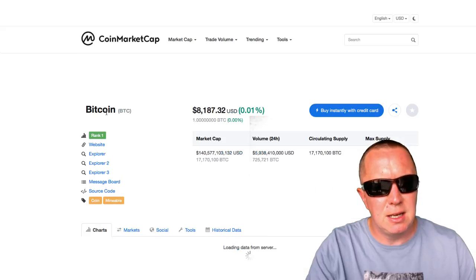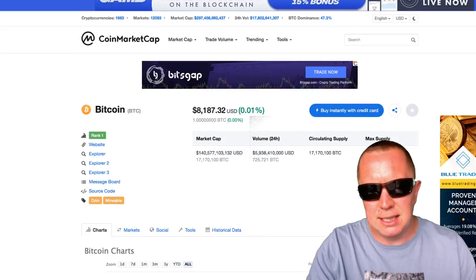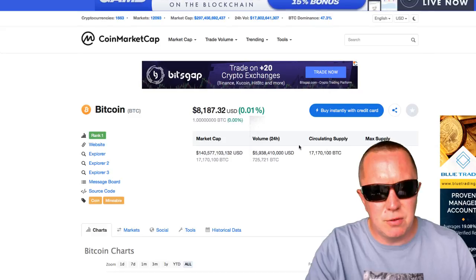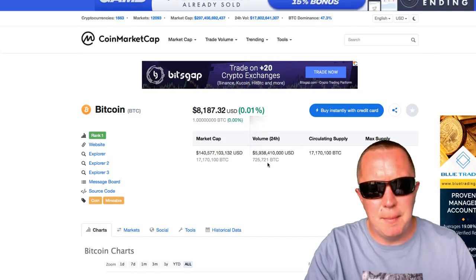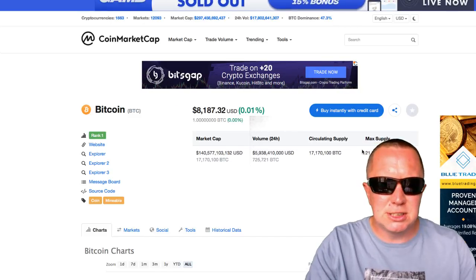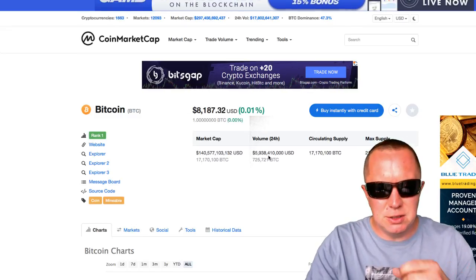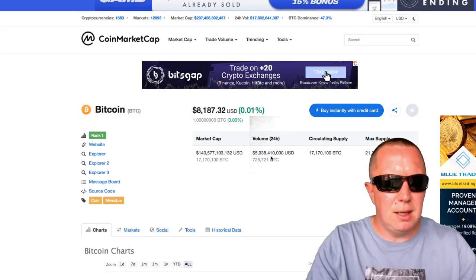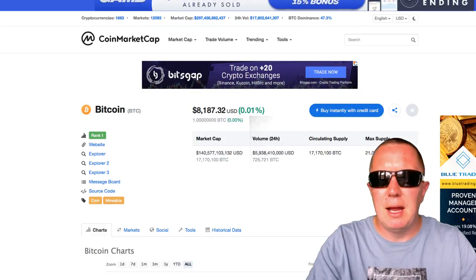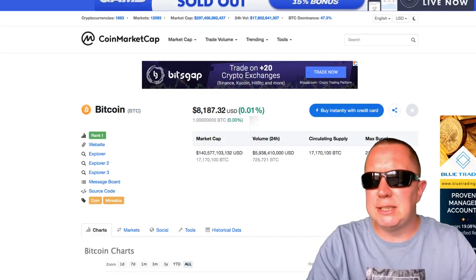This is what I like to see. I like to see a low circulating supply. I like to see good volume. I'm not necessarily worried about the market cap. These are the kind of things I'm looking for. What's the supply of the coin? What's the volume like? What's going on in the news at the moment? Yeah, and get yourself over here and do some research.